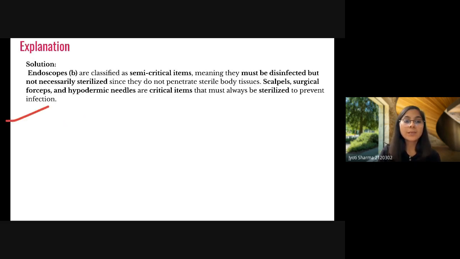So here you can see endoscopes are classified as semi-critical item, means they must be disinfected but not necessarily sterilized, because they do not penetrate sterile body tissues, but other instruments, for example scalpels, surgical forceps, and the hypodermic needles are critical items that must always be sterilized to prevent infection.